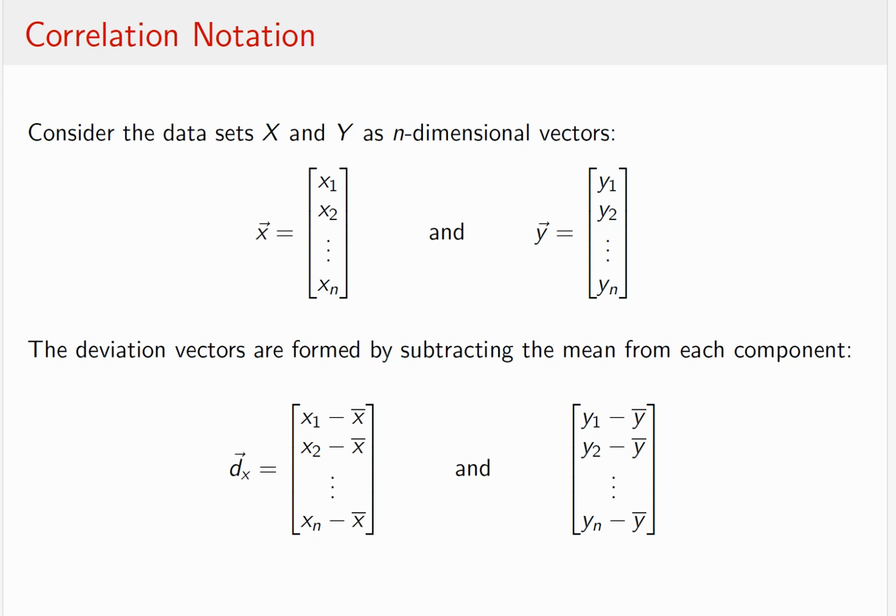Correlation is a question of whether or not two numeric variables are related. So if we're going to look at them, let's look at the data vector x and the data vector y, both of which are numeric variables and have the same dimension. Then the deviation vector of x is x sub i minus the average of the x's, and the deviation vector of y is y sub i minus the average, okay?